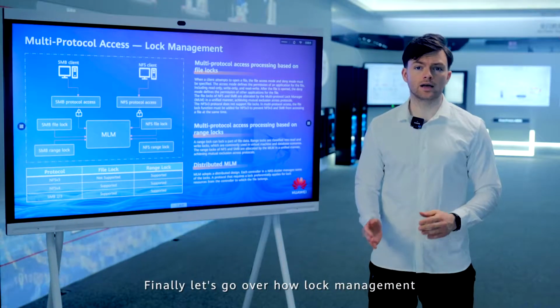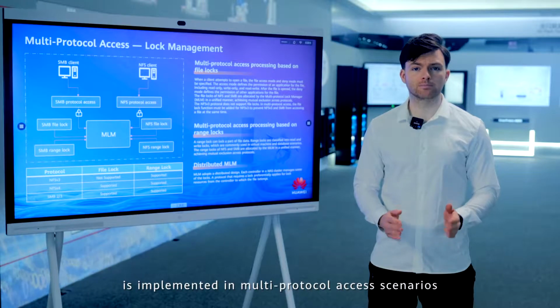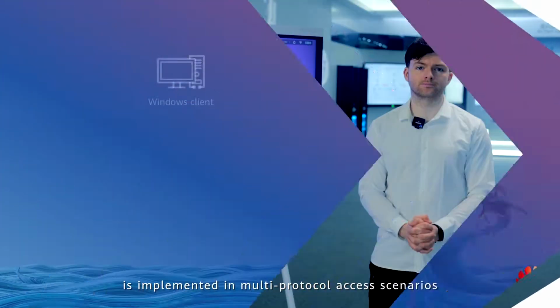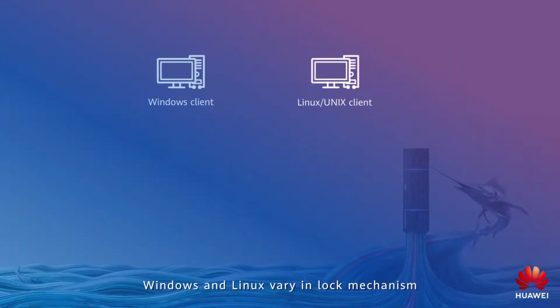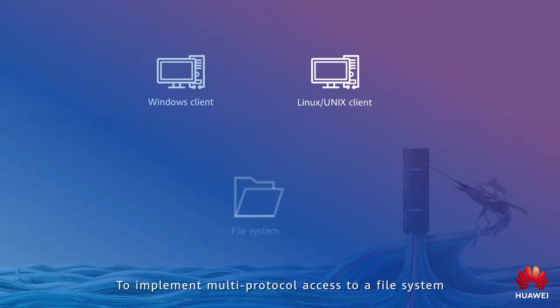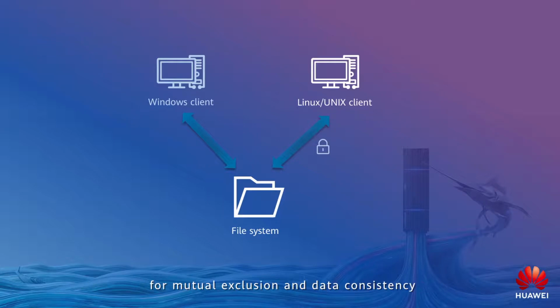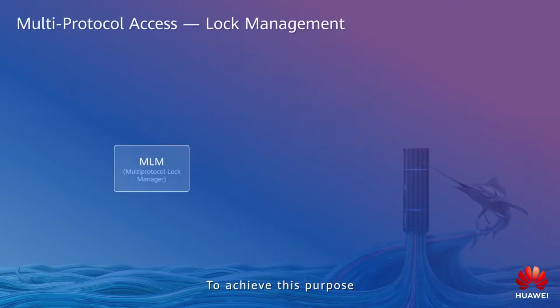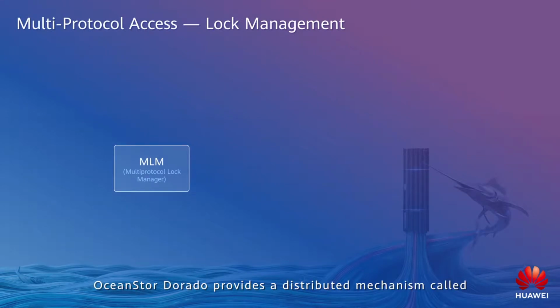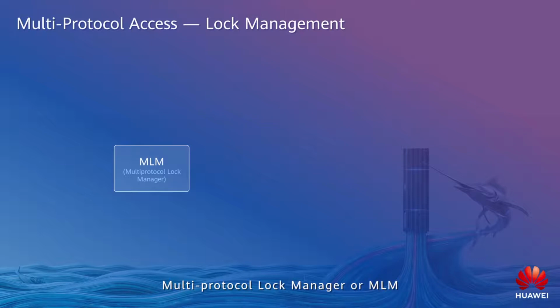Finally, let's go over how lock management is implemented in multi-protocol access scenarios. Windows and Linux vary in lock mechanism. To implement multi-protocol access to a file system, the SMB and NFS protocols that attempt to read and write a file at the same time must be able to lock the file for mutual exclusion and data consistency. To achieve this purpose, OceanStor Dorado provides a distributed mechanism called Multi-Protocol Lock Manager, or MLM.